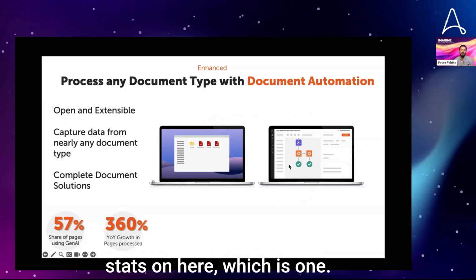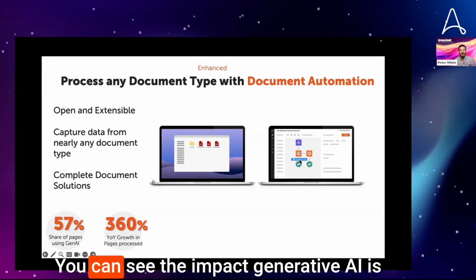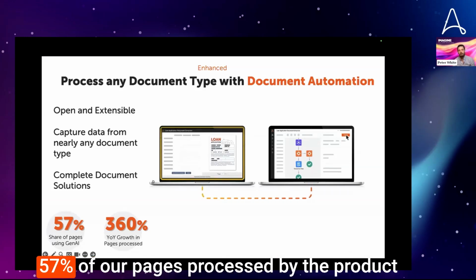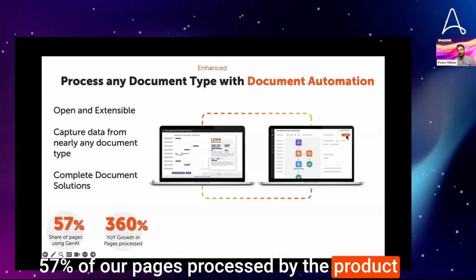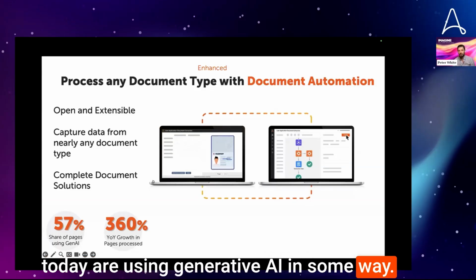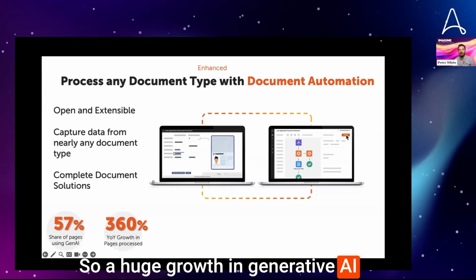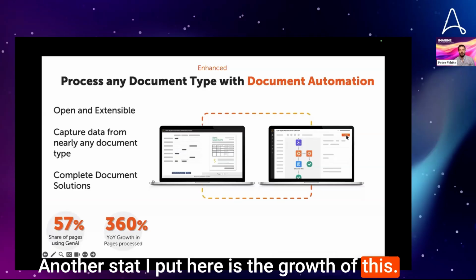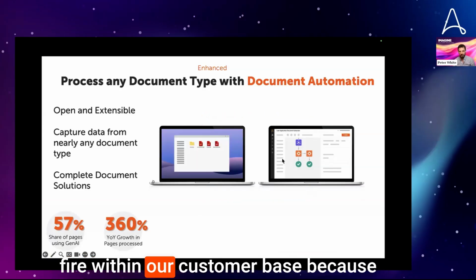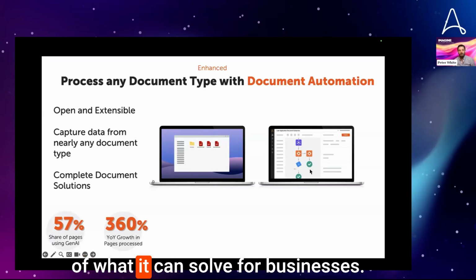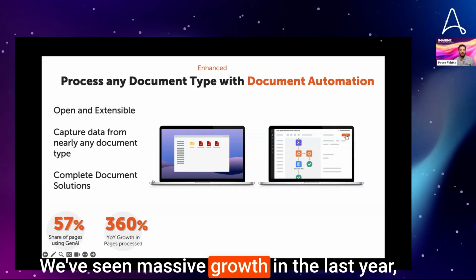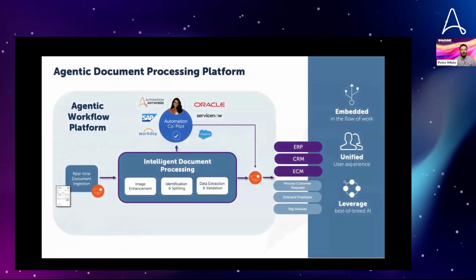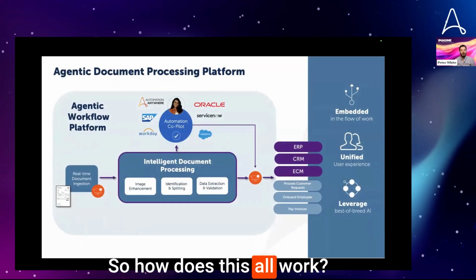I put a couple interesting stats on here, which is one, you can see the impact generative AI is having on this space by the fact that over 57% of our pages processed by the product today are using generative AI in some way. So a huge growth in generative AI as a solution for extracting data. Another stat I put here is the growth of this. This is really something that has caught fire within our customer base. Because of what it can solve for businesses, we've seen massive growth in the last year, 360% growth in the number of pages processed.